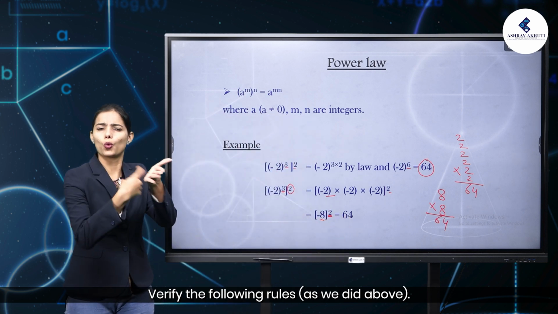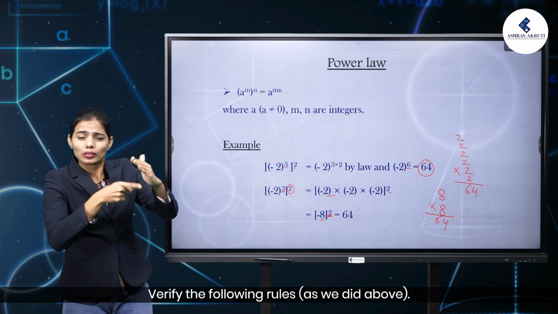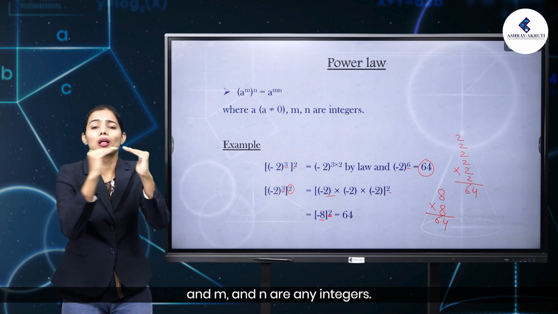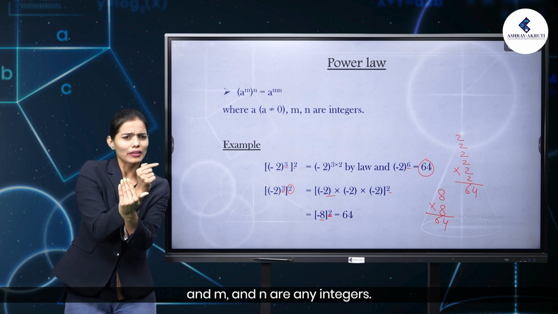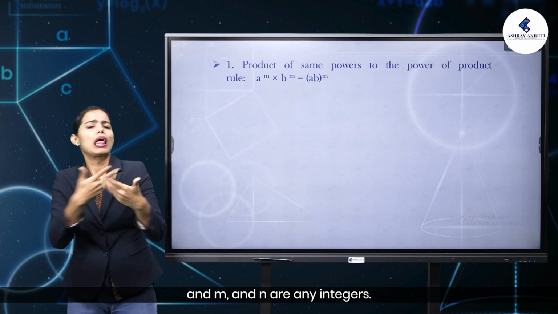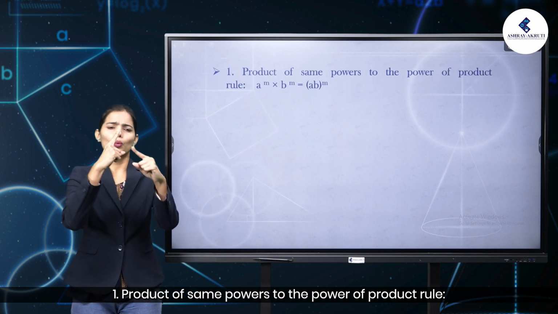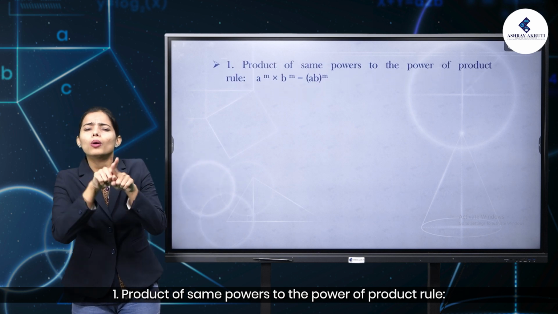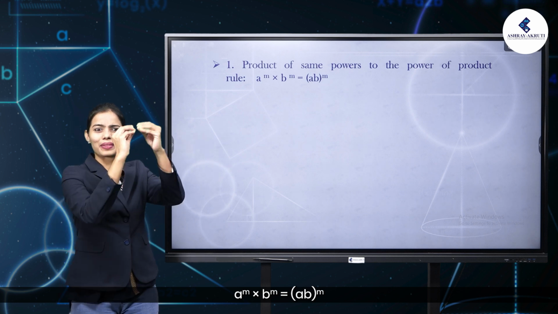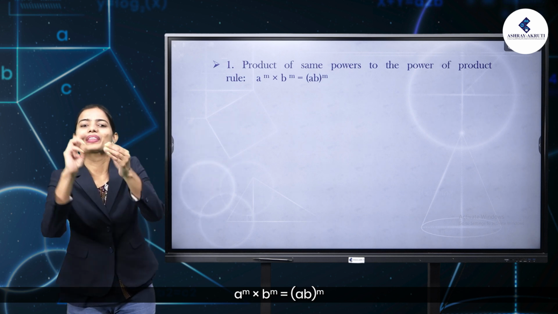Verify the following rules as we did above. Here, a and b are non-zero integers and m and n are any integers. Number 1. Product of same powers to the power of product rule. a to the power m into b to the power m is equal to (ab) to the power m.